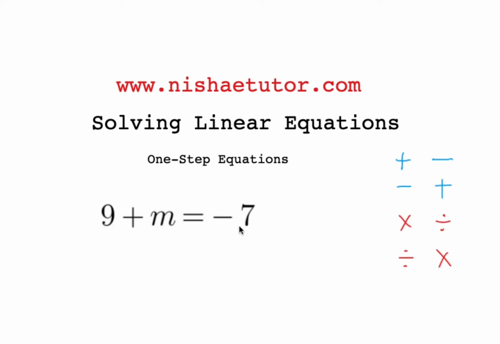Okay, so here 9 plus m equals minus 7. Here 9 is added, or we can say plus 9. So what is the opposite of plus? Minus. So on both sides subtract 9, because 9 minus 9 will cancel out, or we can say 0. And here we can easily find the m value. Minus 7 minus 9 is minus 16.